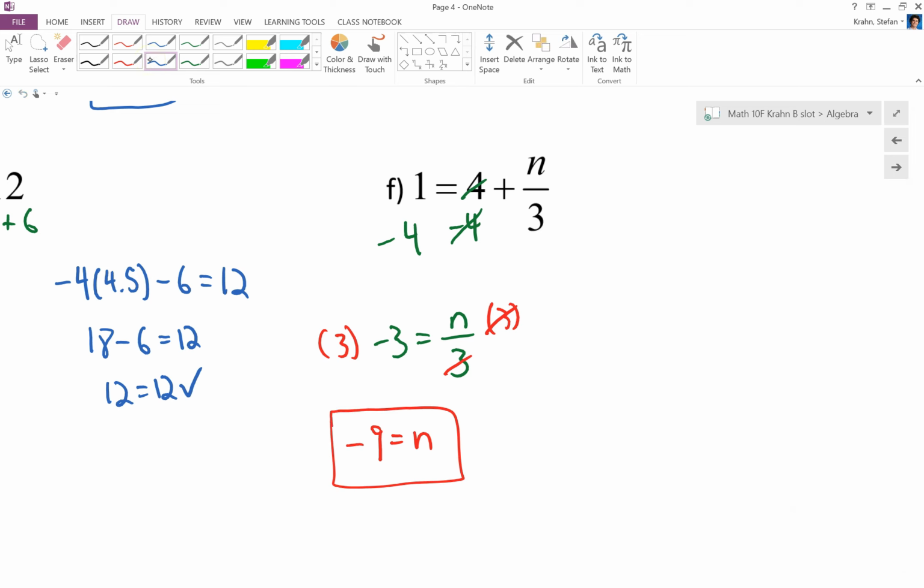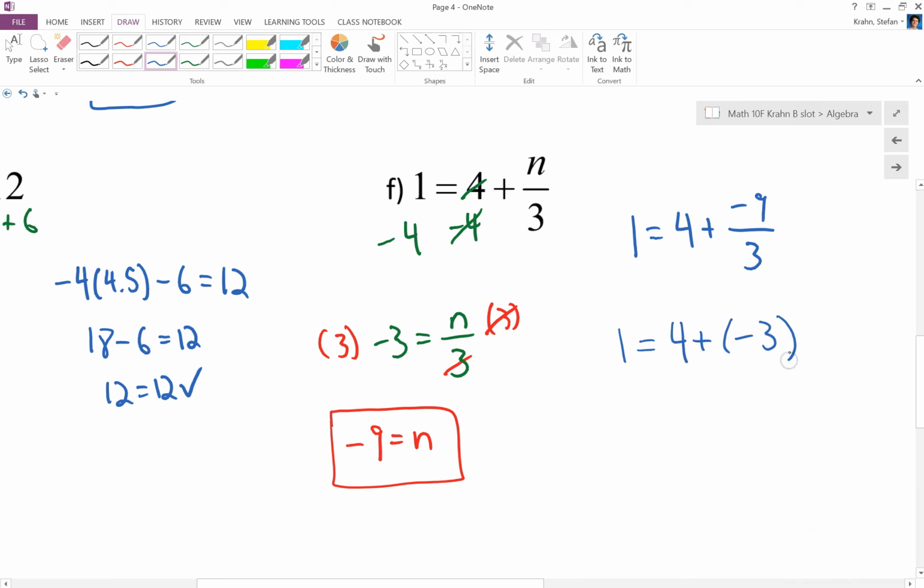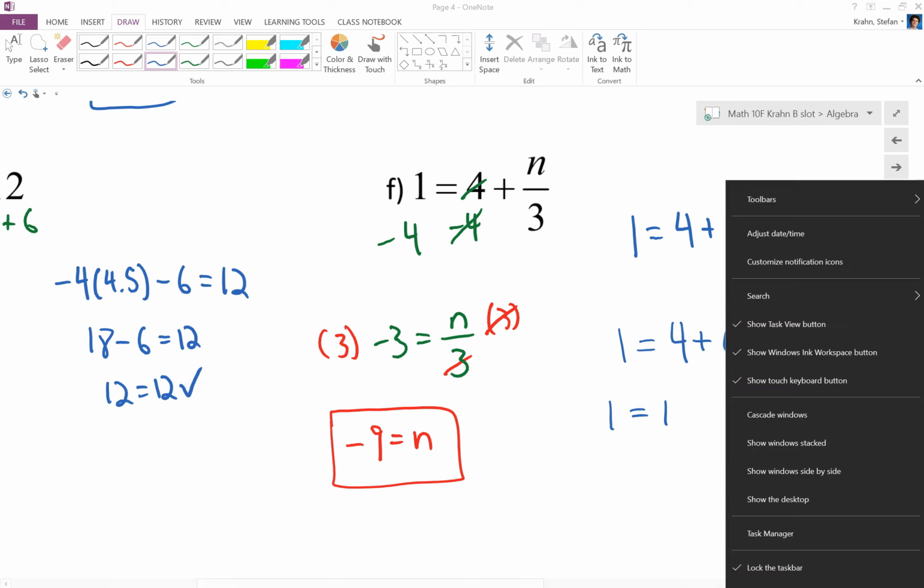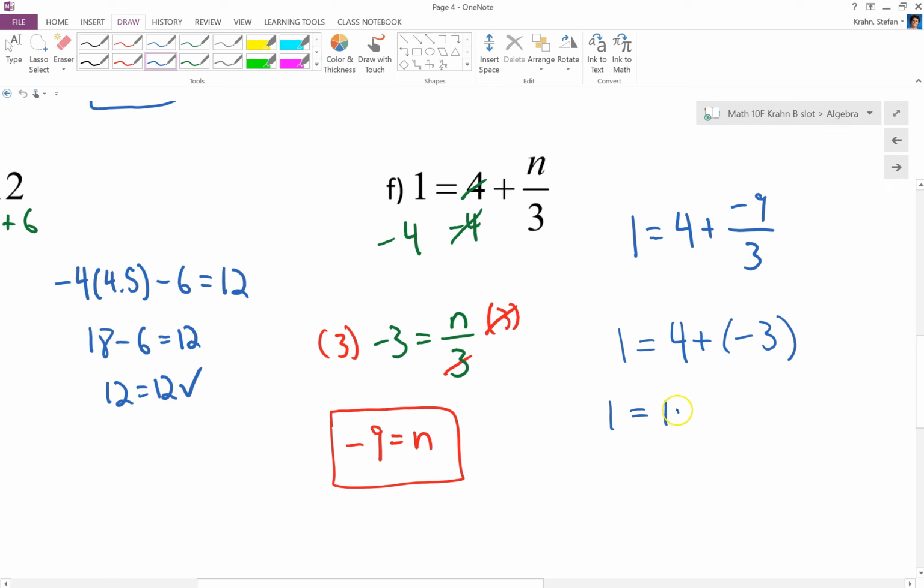And I can go back and check this. 1 is equal to 4 plus negative 9 divided by 3. Now I do my BEDMAS. So that's going to be 4 plus negative 3. And yeah, 4 plus negative 3 is 1. 1 equals 1. Oops, I got that as well.